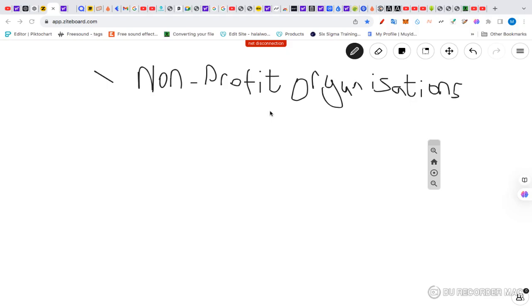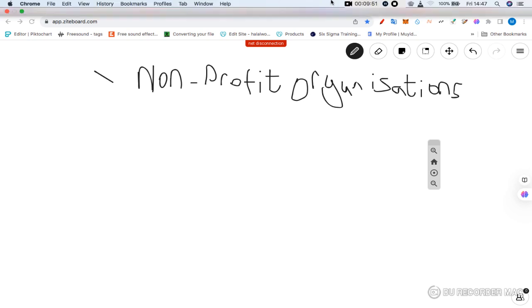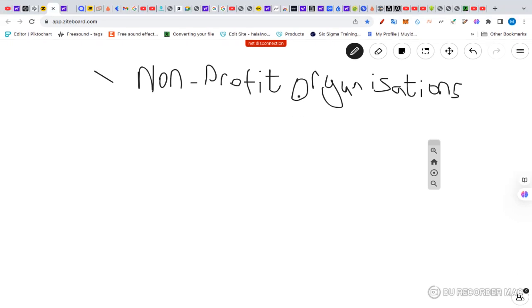So we also have features of non-profit making organizations. Number one is that they are created by law. Yes, they are created by the law. They are not profit driven. Okay. Also, number three, they are concerned about the improvement of the welfare of their members.